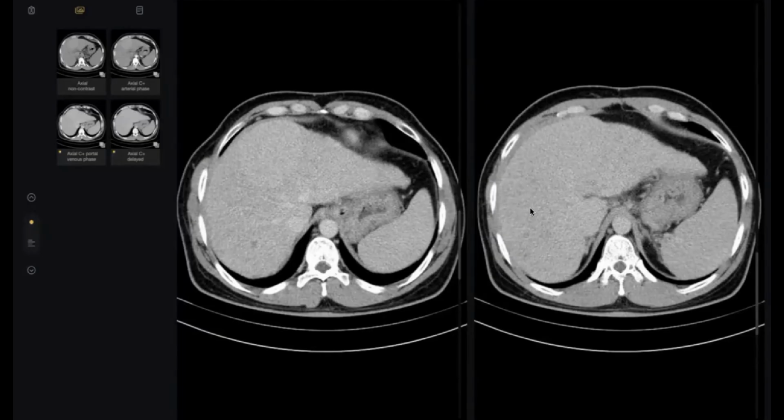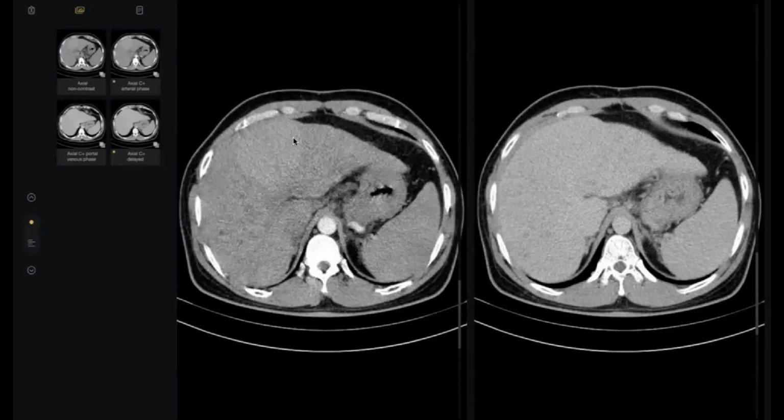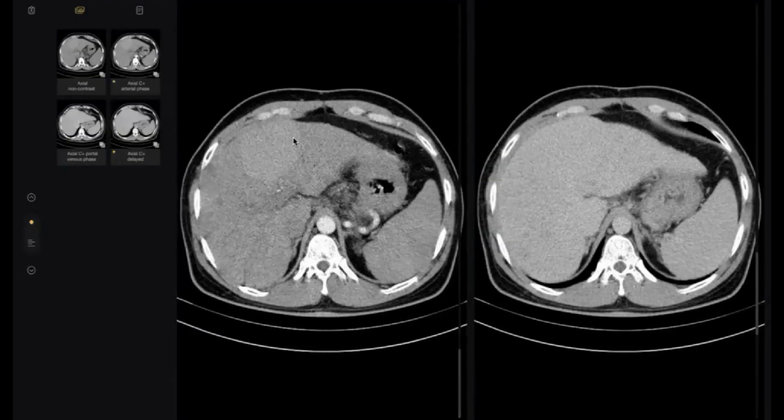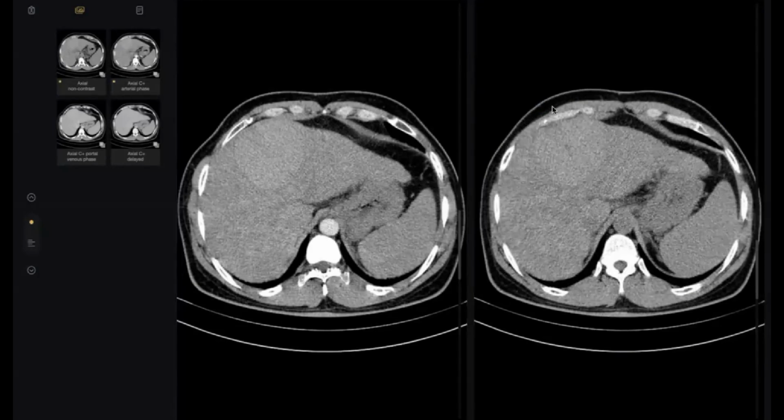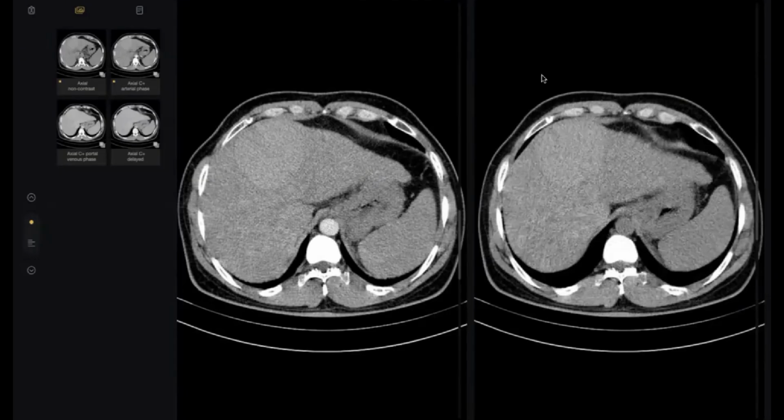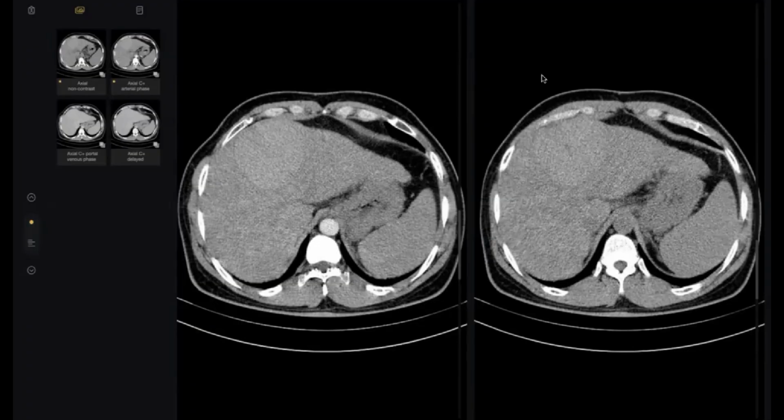Now we have a mass in a cirrhotic patient. The mass didn't have washout, correct? Does this mass have arterial hyperenhancement or not? Some mild, not significantly enhancing. Yes or no? We should ask the examiner, doctor, to give me the pre-contrast.